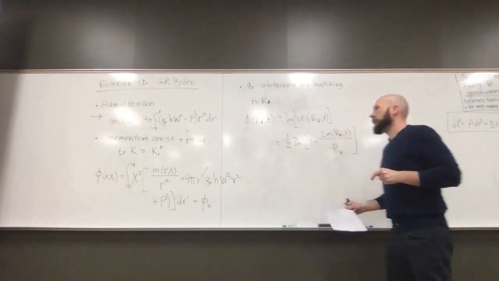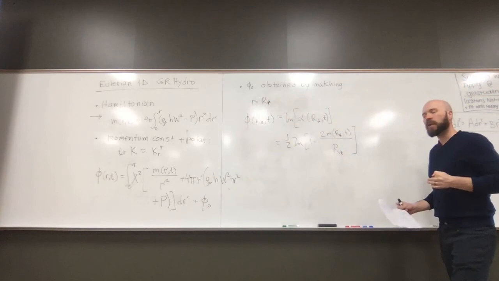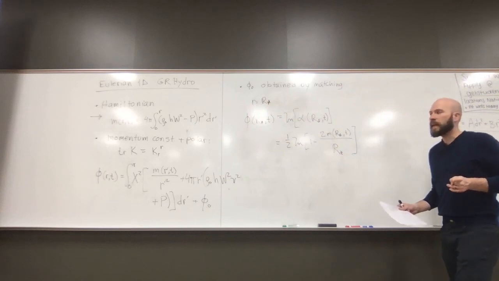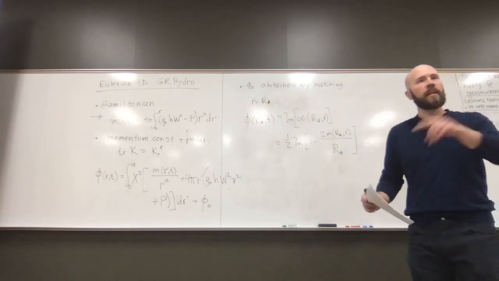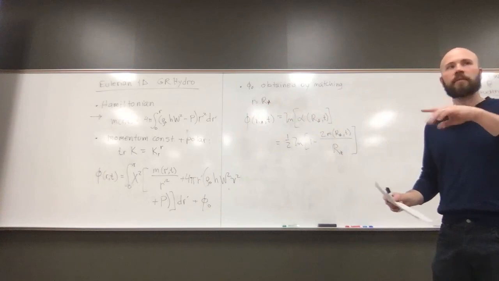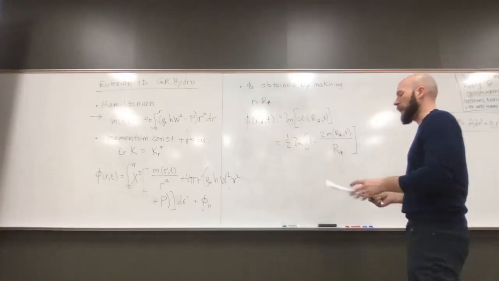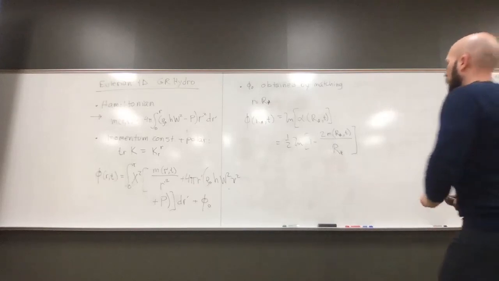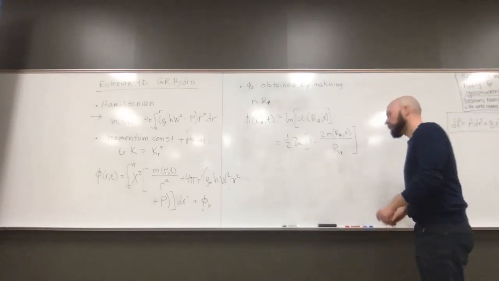This is actually equivalent to a conformally flat scheme. Remember we talked about those? This is equivalent to a conformal flatness scheme, which in spherical symmetry is not approximate. So in spherical symmetry, it's exact. We talked about conformal flatness being an approximation, but it's not in spherical symmetry. Yeah, that's all I got.